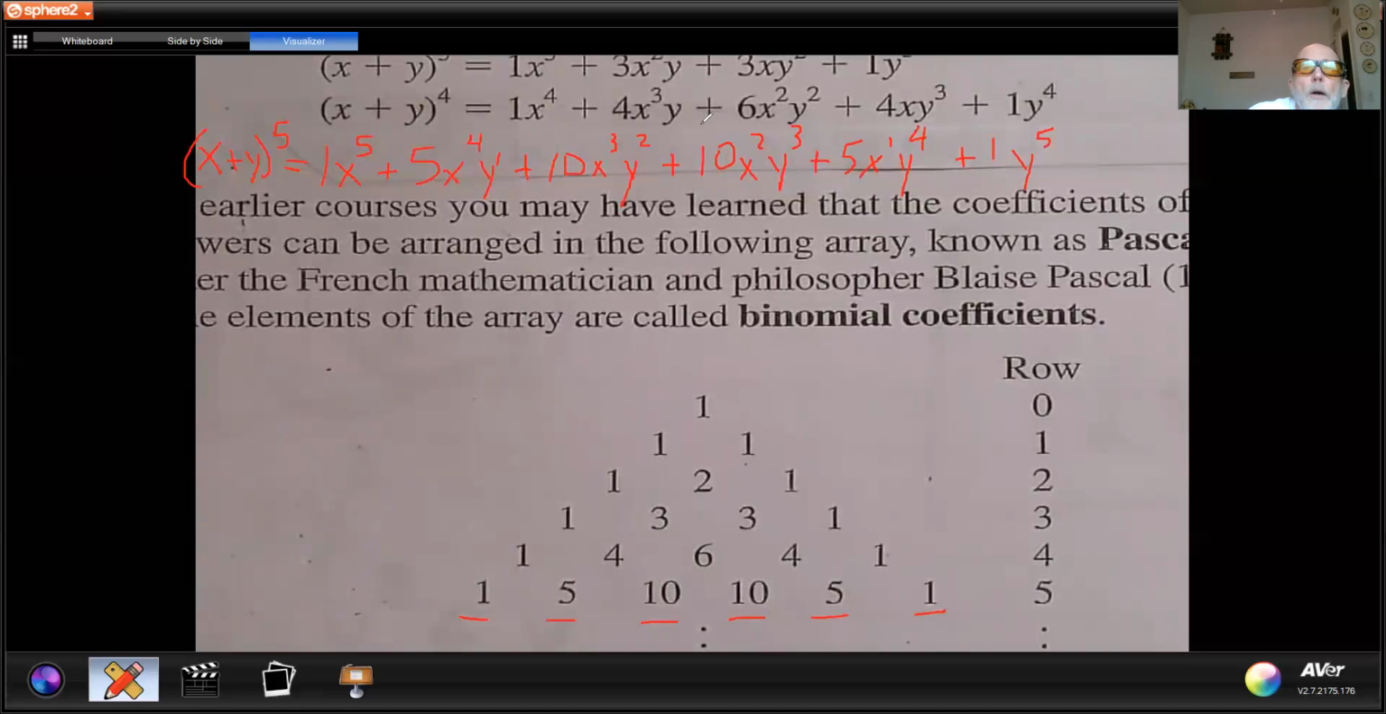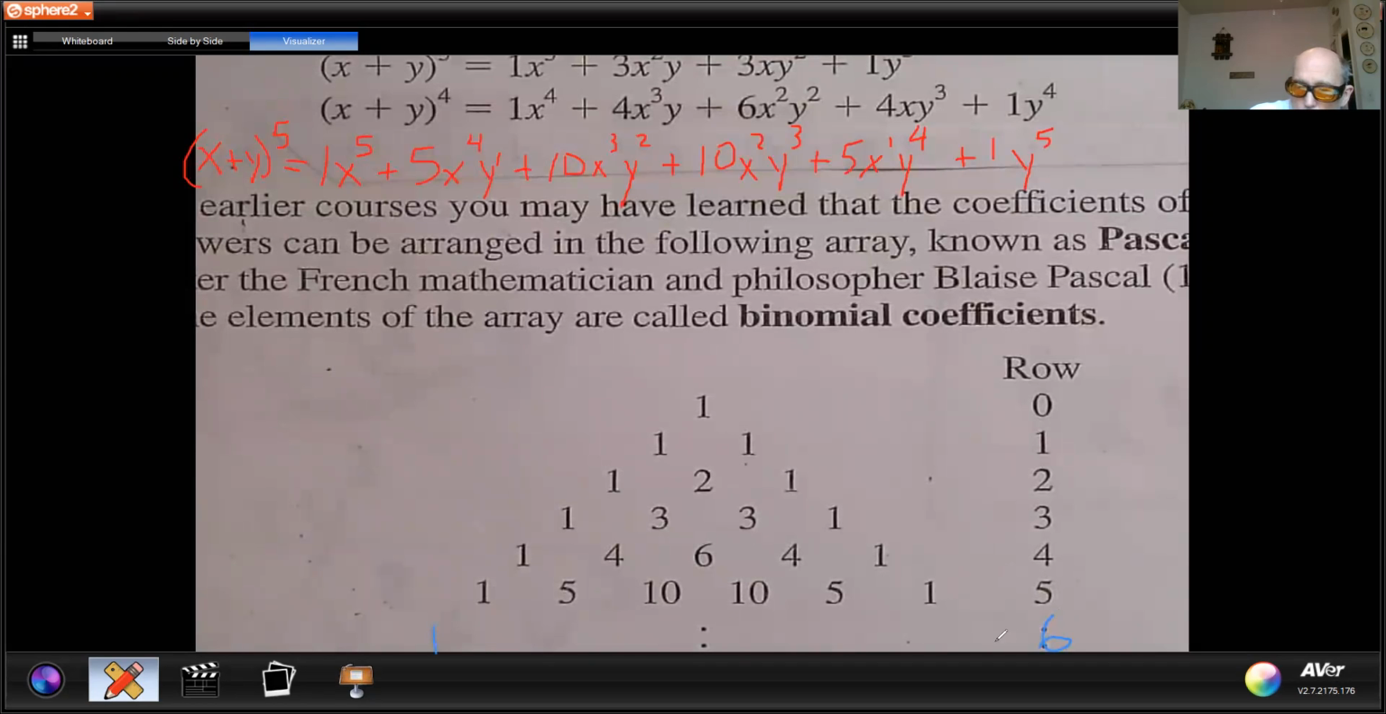So how do I make the numbers for the next row? What if I wanted x plus y to the 6 or x plus y to the 7? What would I do? Well, let me show you. See, Pascal's triangle, I can find, let's use a different color, maybe blue, row 6. So if I wanted to do row 6, I know that it has to start with 1 because every row starts with 1. So I'm going to have a 1 right here.